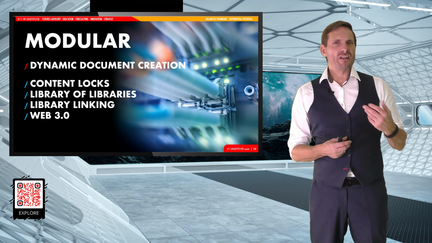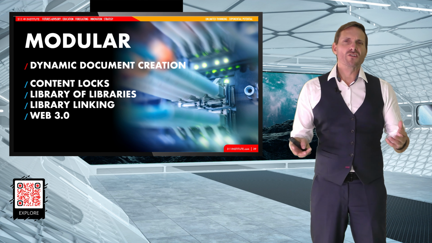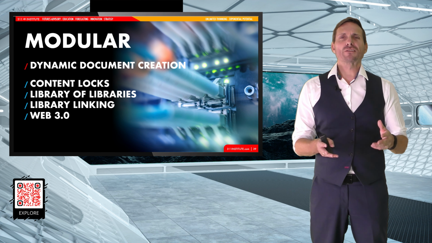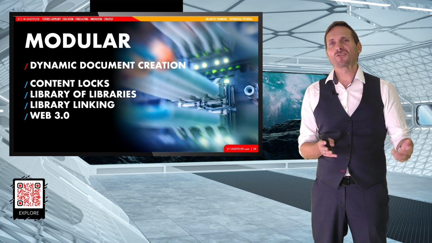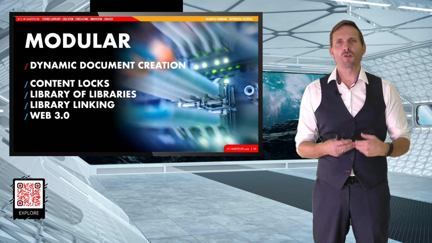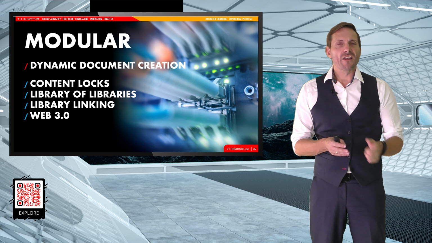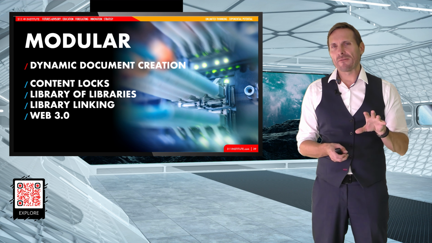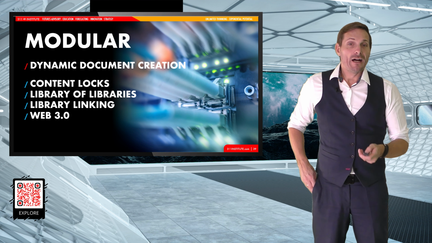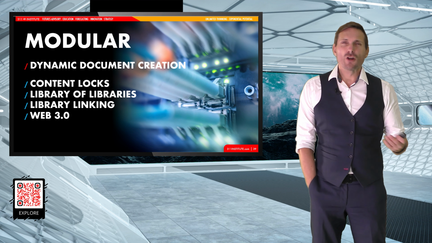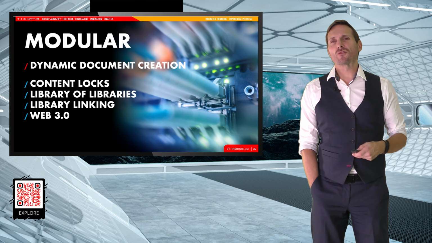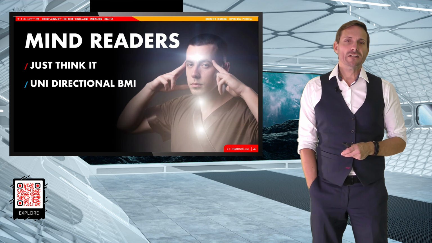This is where we can look at things like content locks. So for example, if I've written a piece on the future of artificial intelligence and there's new research, the system automatically updates my document for me. But if I don't want that, I can just lock the content down so that I have a final form document. Library linking, Web 3.0 keeps cropping up when we talk about the future of document creation and so on and so forth.